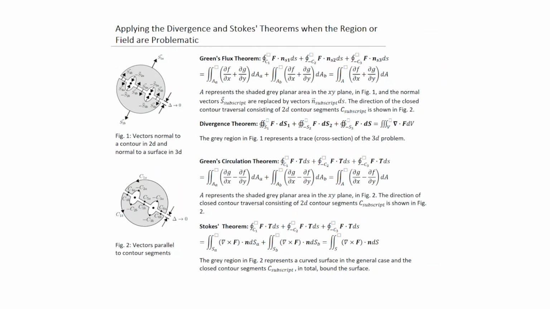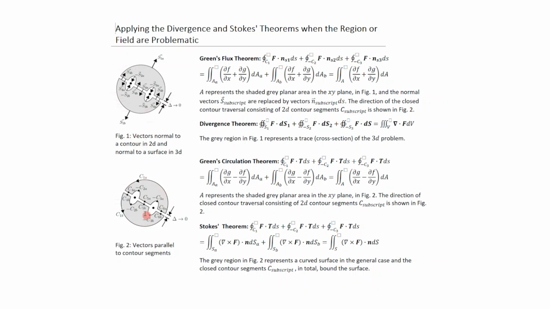The last thing we looked at was to apply the divergence and Stokes theorem when the region or field are problematic. And so I've shown here basically two pictures. This is basically vectors normal to a contour in 2D and normal to a surface in 3D. So you consider this as a trace if we're dealing with a 3D problem, and this basically just as a planar surface when we're dealing with a 2D problem.